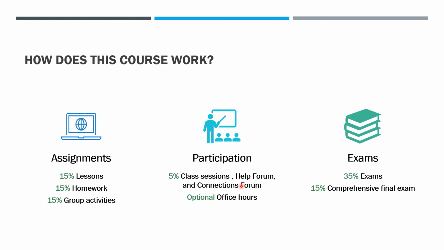Your participation grade is only going to be 5% of the total grade in the end. It's going to include attendance of class sessions and participation in the help forum and in the connections forum. If you sign into a class session, that gets you an attendance point, a participation point. If you ask a good specific question or you provide a helpful answer to someone in the help forum, that gets you a point. And if you participate in the connections forum in a meaningful way, that gets you 1 point. Now all you need is 3 points per week.